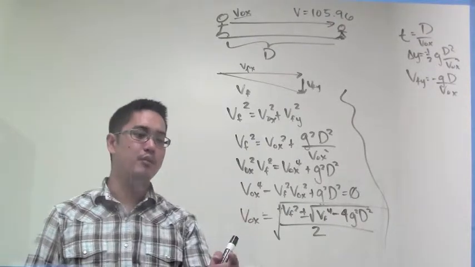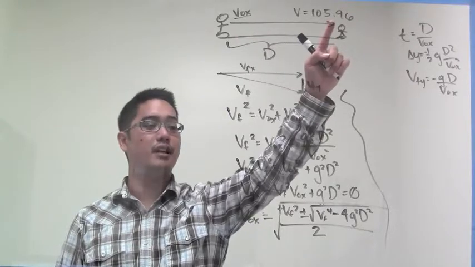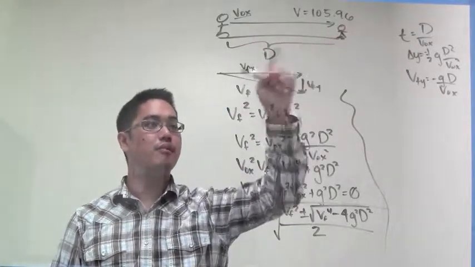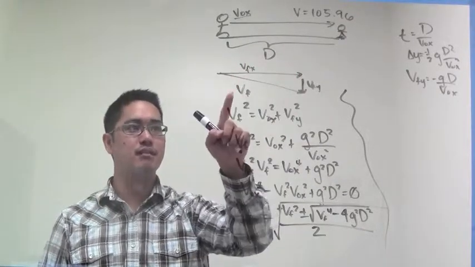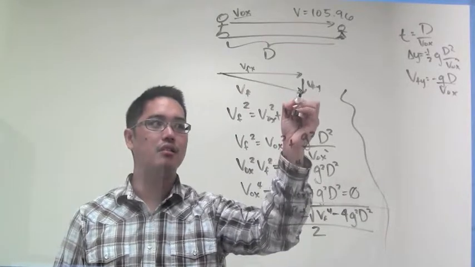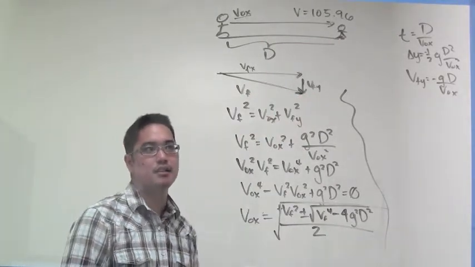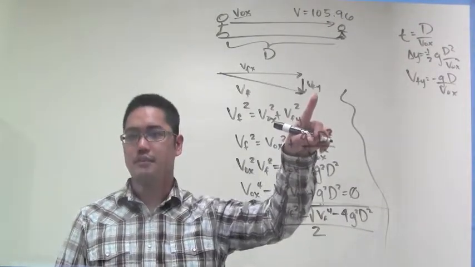So in the previous problem, we just assumed that this V naught x is the same as that V final x. And that's true. But you can see right here that the V final is a little bit longer than V final x. So we assumed that this V final y was 0, essentially.